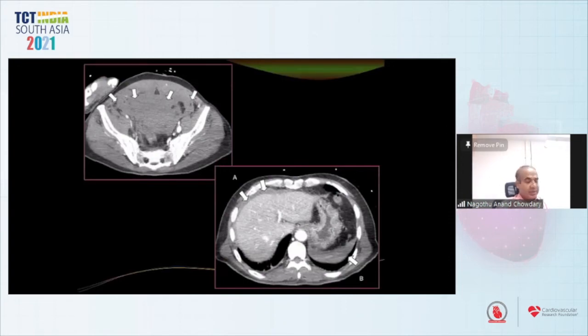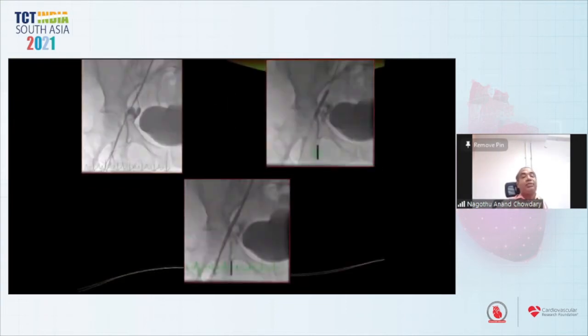Sometimes these retroperitoneal bleeds can extend all the way to the pelvis, abdomen, and up to the thorax. Here you can see that the blood is seen in the pelvis and perihepatic and perisplenic area. So these have to be carefully monitored.